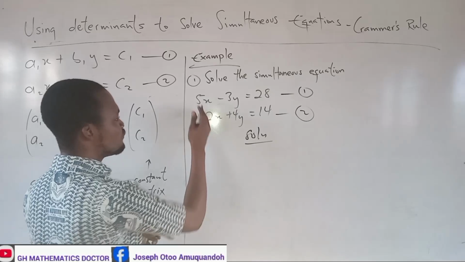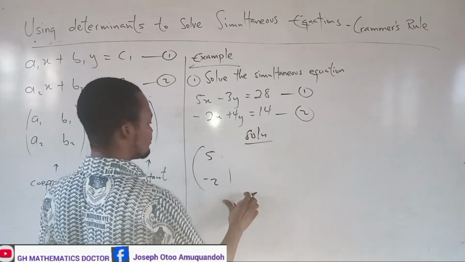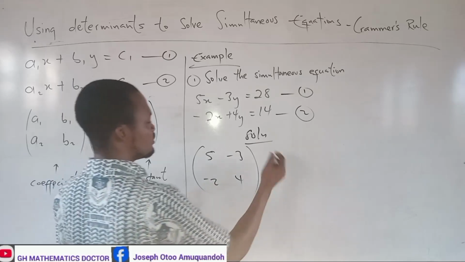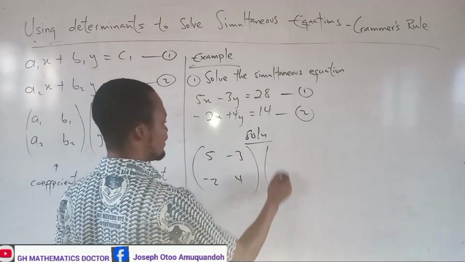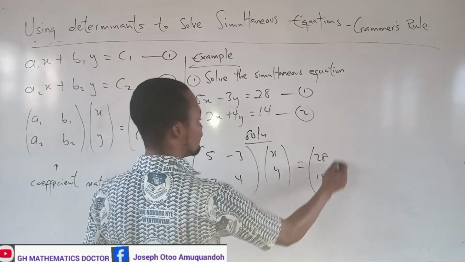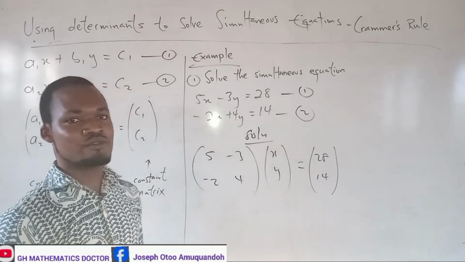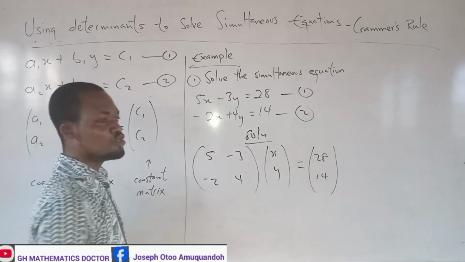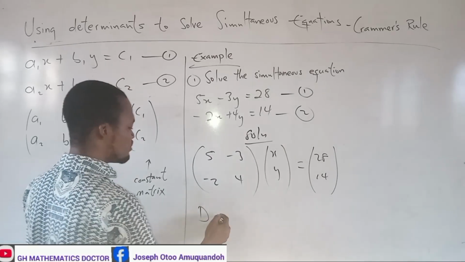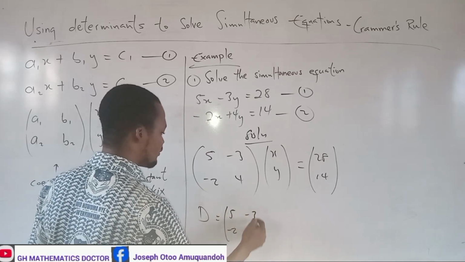So we have the coefficient row 5, -2, then -3, 4. Then in terms of xy, we have x and y. Then our constant is 28, 14. We are going to take our matrix and solve using the determinant. I'm going to use D as the name of the matrix. So I have the matrix which is 5, -2, -3, and 4.